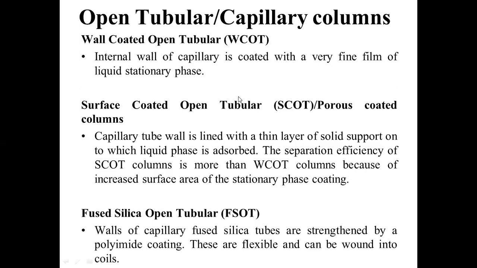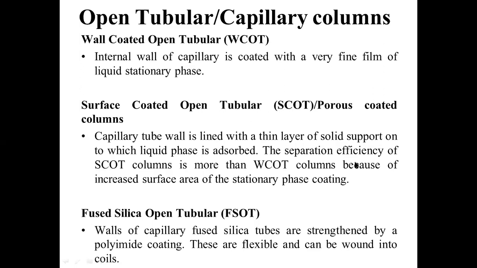The surface coated open tubular columns are different from wall coated open tubular columns. Surface coated open tubular columns means a liquid phase is adsorbed over the solid support present in the capillary. The capillary tube has a wall and a thin layer. It has a solid, and that solid is going to hold liquid. As in GLC, gas liquid chromatography, a liquid stationary phase is employed. That liquid stationary phase is immobilized over the surface of the solid. That's what is called surface coated open tubular columns.